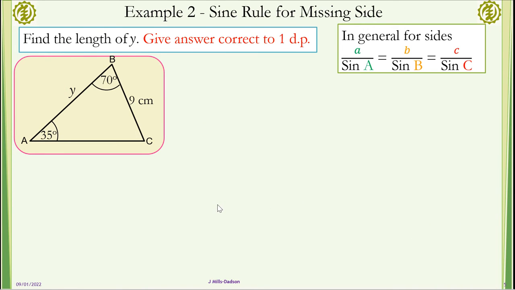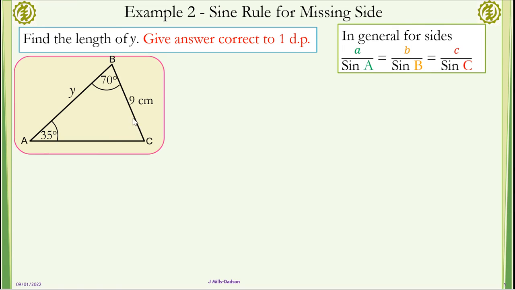Before we start, you realize that in sine rule, we move in pairs. We have two pairs of information: a missing side and an angle, and a known side and an angle. So you could see that we have a missing side, but we don't have an angle. We have a known side, and we have an angle.